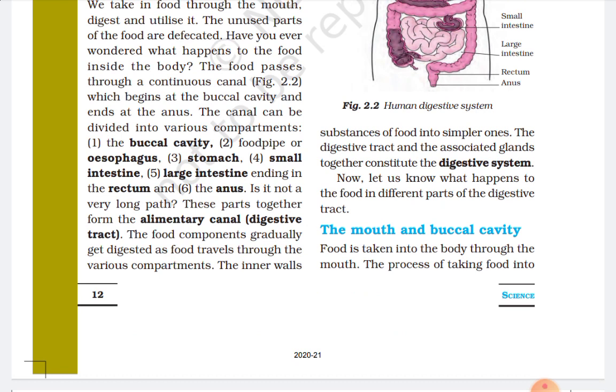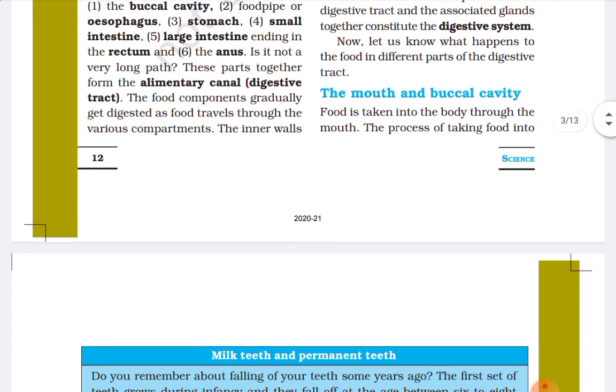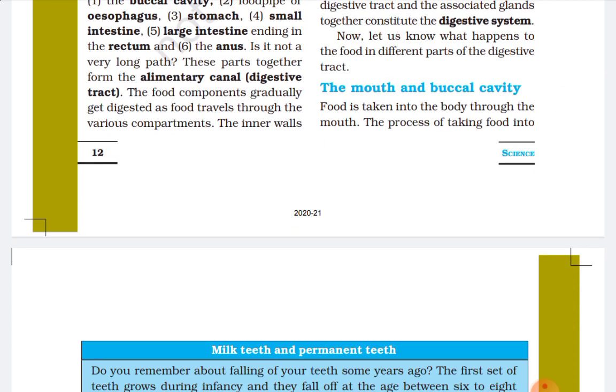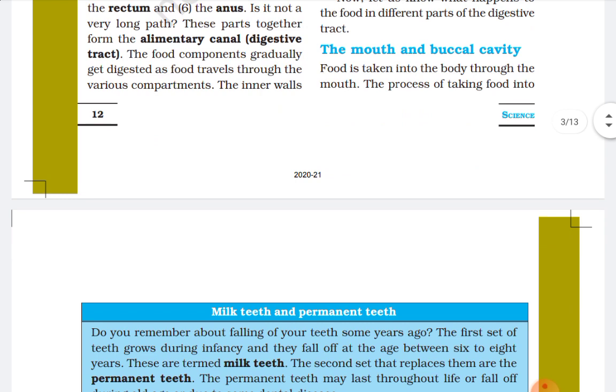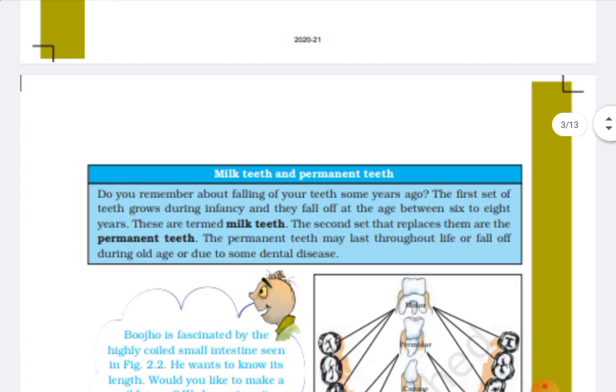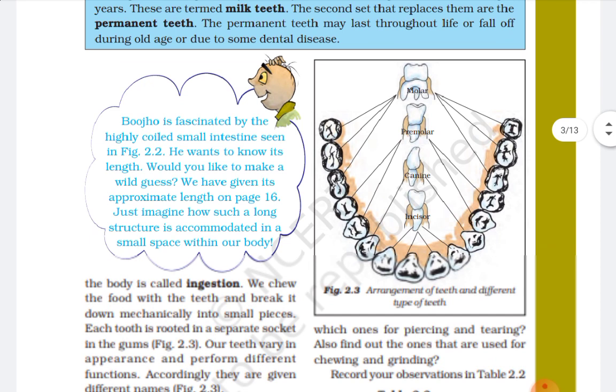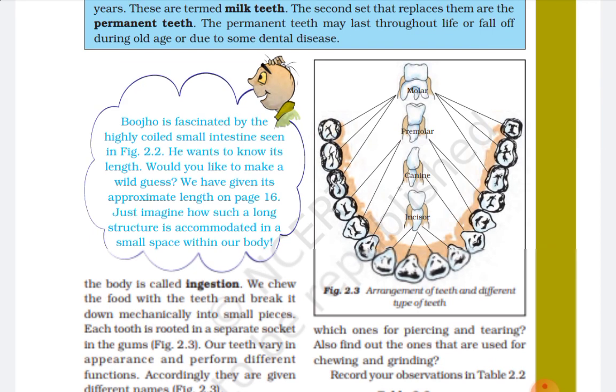Now let us know about what happens to the food inside different parts of the digestive tract. The mouth and buccal cavity. The food is taken into the body through the mouth. The process of taking food into the body is called ingestion.